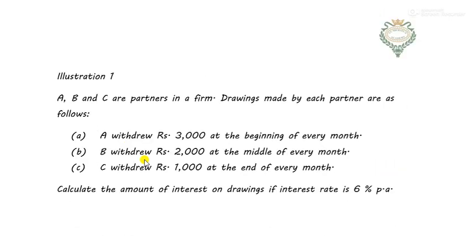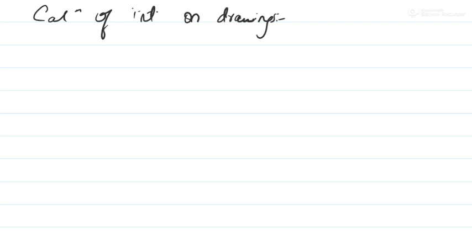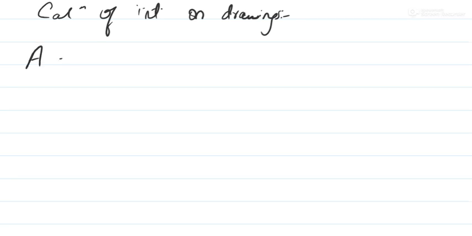A, B and C are partners in a firm. Drawings made by each partner are as follows. The interest rate is 6% per annum. A has withdrawn rupees 3,000 at the beginning of every month, B withdrew 2,000 at the middle, and C withdrew 1,000 at the end. So A has withdrawn rupees 3,000, for how many months? For 12 months. So 3,000 into 12 first of all.